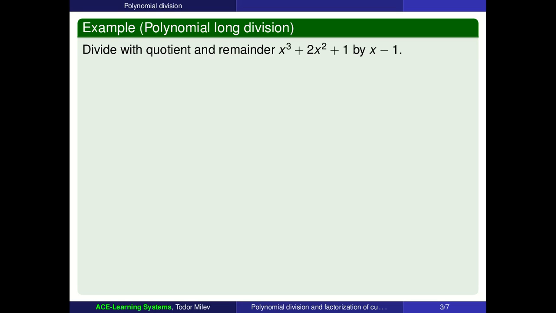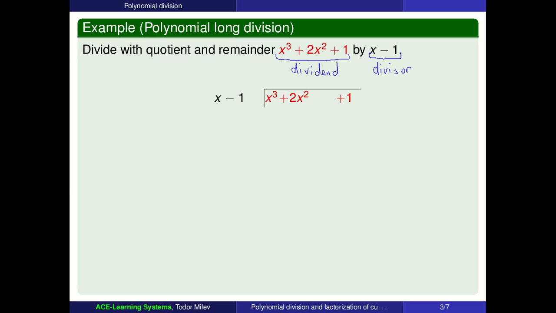What we're going to do now is divide the dividend x cubed plus 2x squared plus 1. The thing that we're dividing is called the dividend. And we're going to divide the dividend by the divisor x minus 1. What we're dividing by is called the divisor. So we're dividing the dividend x cubed plus 2x squared plus 1 by the divisor x minus 1.